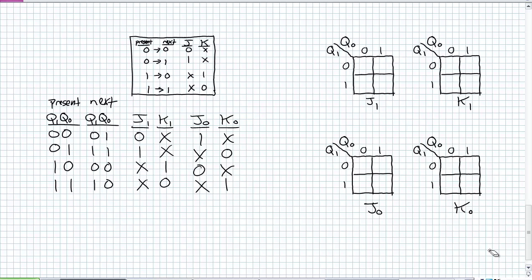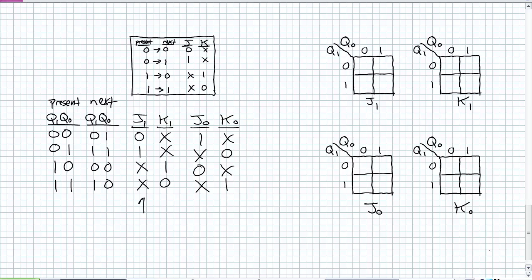If we had some external input, we'd have to go ahead and account for that, but in this case, it's a Moore machine. Its next state is only dependent on its present state. All you do is just take J1, put it in its appropriate K-map, come up with its minimum SOP expression, do the same thing for K1, do the same thing for J0, do the same thing for K0.